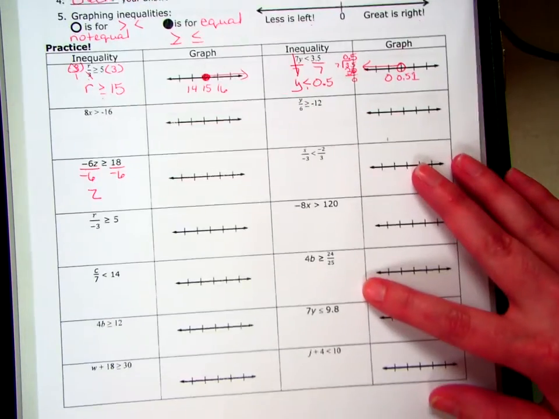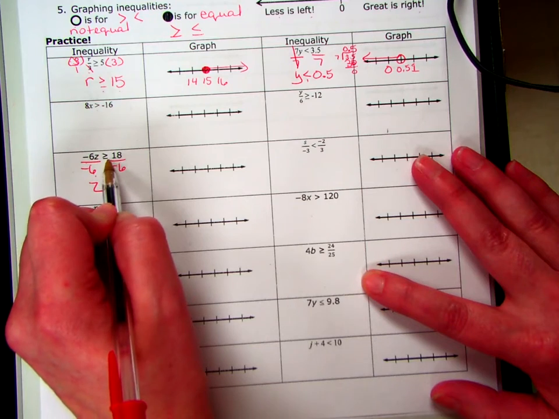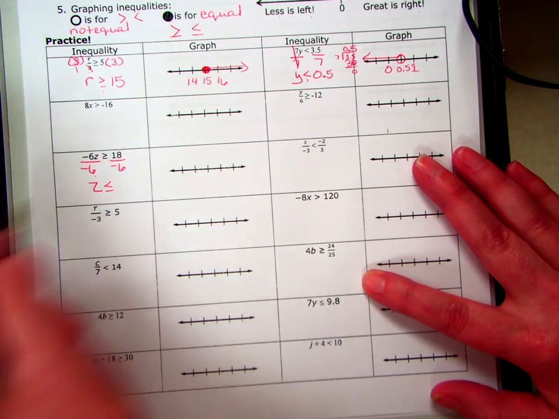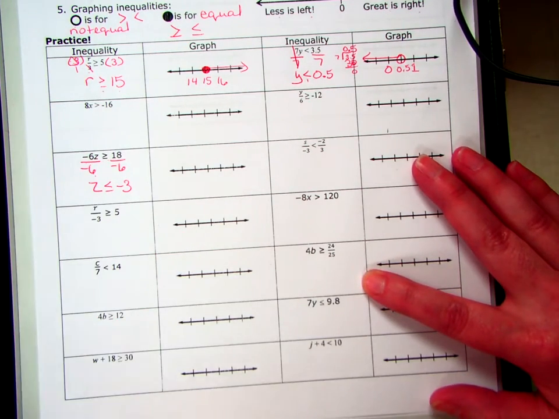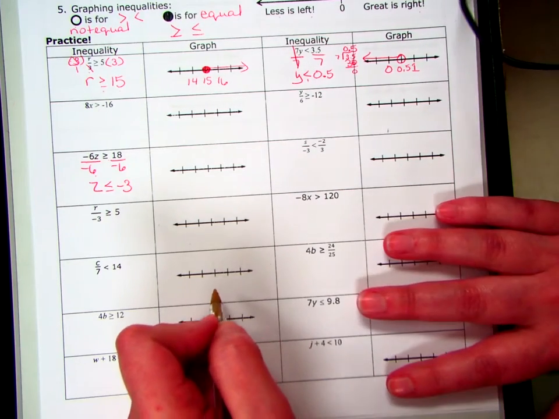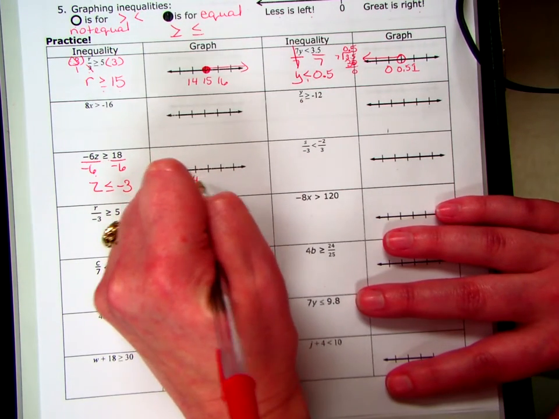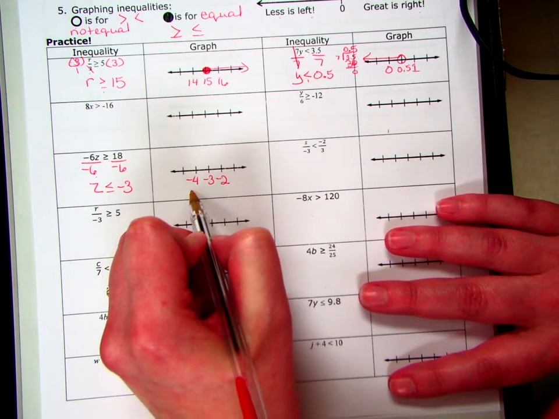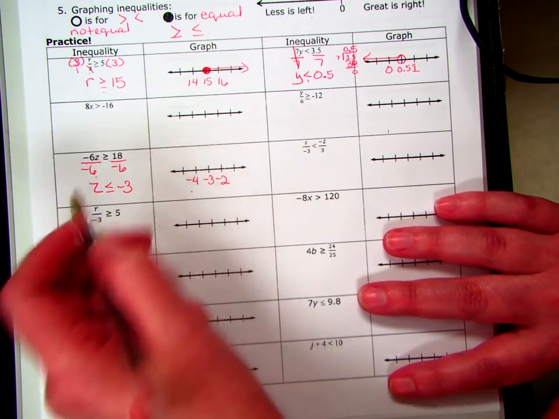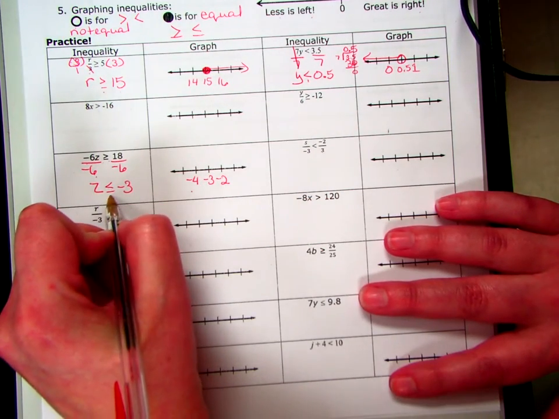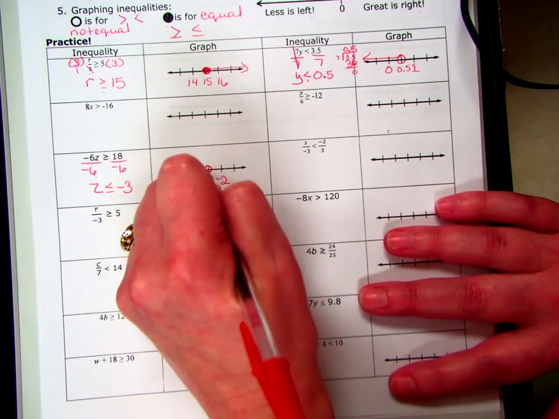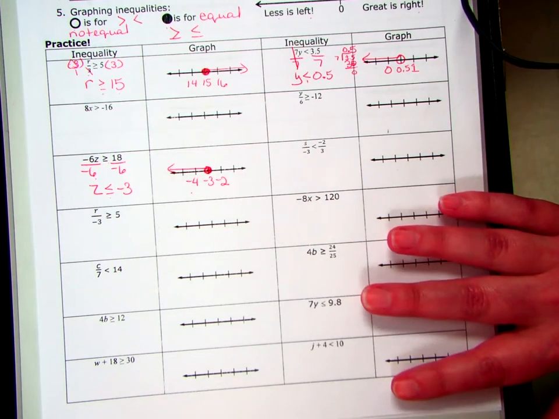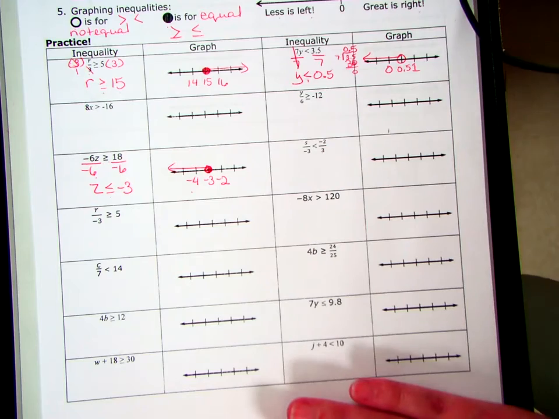So here we go again. I'm going to flip or switch from greater than or equal to less than or equal to. 18 divided by negative 6 is negative 3. So again, I need to graph it. So I need 3 points. Negative 4, negative 3, negative 2. Notice how I started with negative 4. The lesser number always goes on the left side. Okay, so equal to, closed circle. Less than goes to the left. All right, one more, and then we're going to move on to something else.